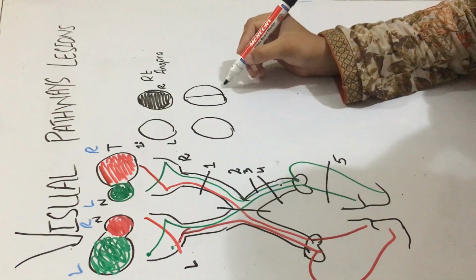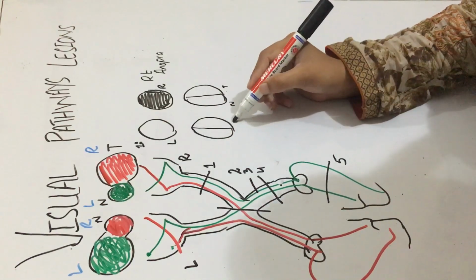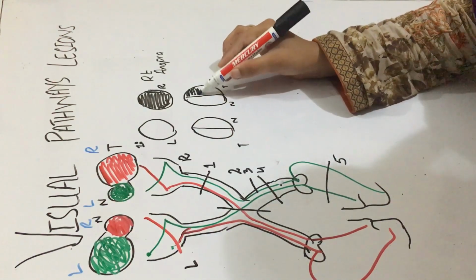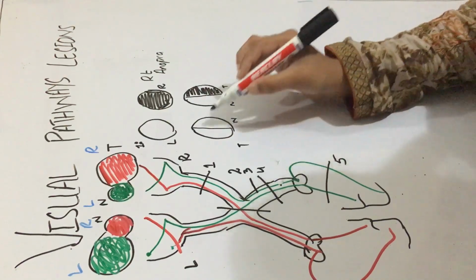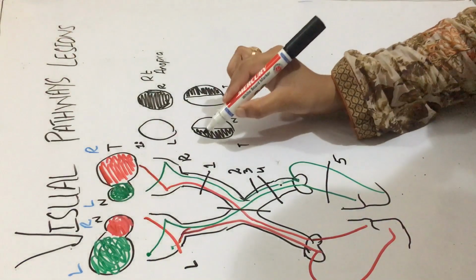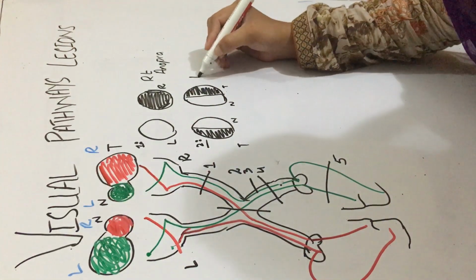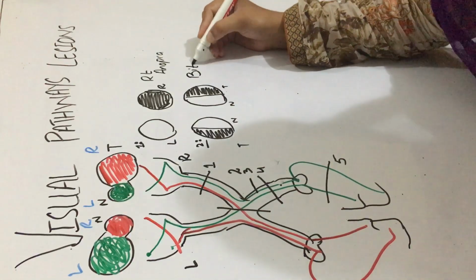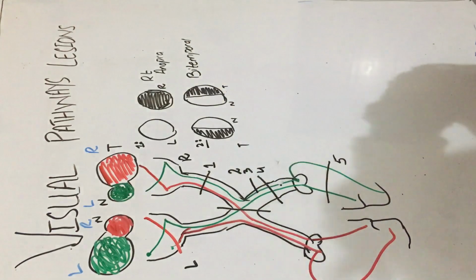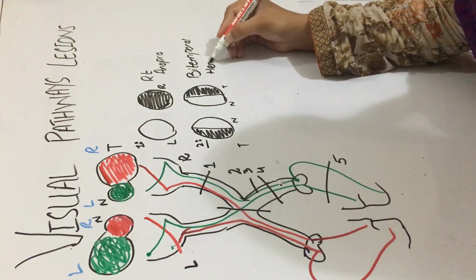Suppose this is the temporal half, this is the nasal half. Again I divide it into nasal half and temporal half. So in both eyes, the temporal side would be blank. What we will call this is bitemporal hemianopia, because the temporal sides of both visual fields are affected. Bitemporal hemianopia.